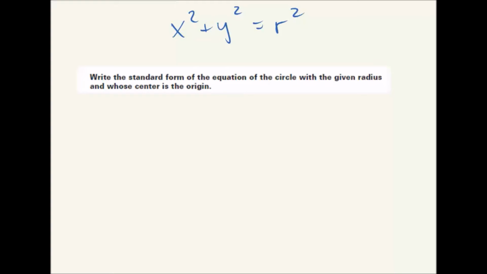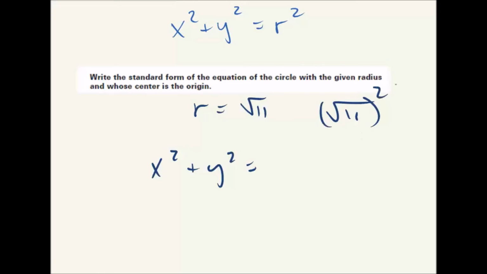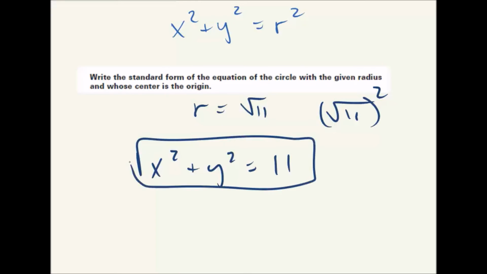Another type of problem might say, write the standard form of the equation of the circle with the given radius and whose center is the origin. And it'll say, okay, the radius will be something like, I don't know, the square root of 11. Sure. Well, you know the equation is x squared plus y squared equals r squared. So in order to plug in the r squared, we just have to square that. This is always going to be different, but square root of 11 squared is just 11. So the standard form of the equation is x squared plus y squared equals 11. It told us what r was. We just had to square it.